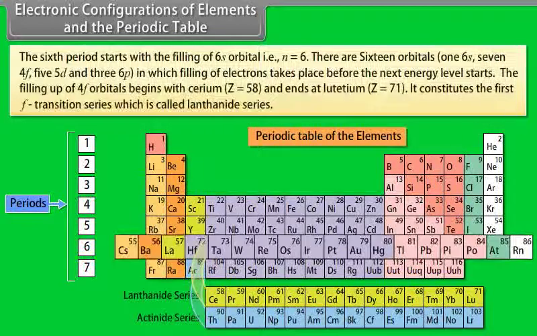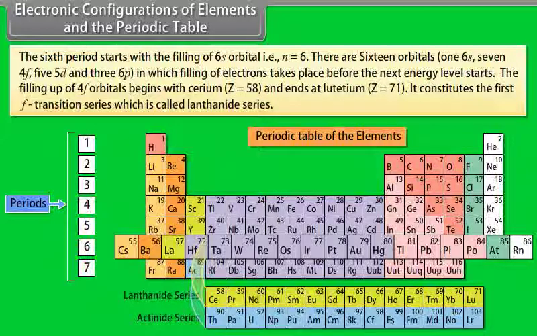The sixth period starts with the filling of 6s orbital, that is, n is equal to 6. There are 16 orbitals, one 6s, seven 4f, five 5d, and three 6p, in which filling of electrons takes place before the next energy level starts.